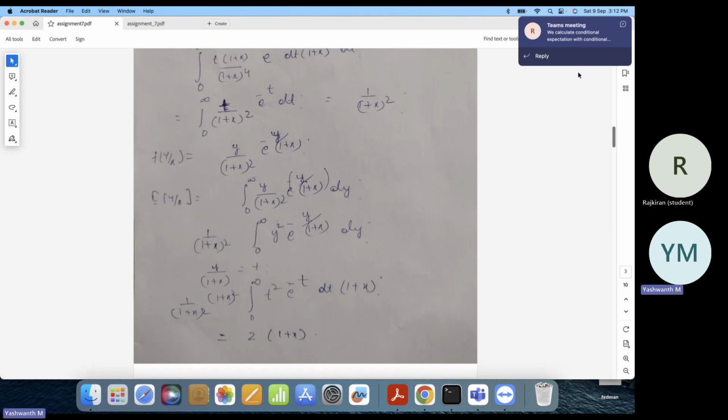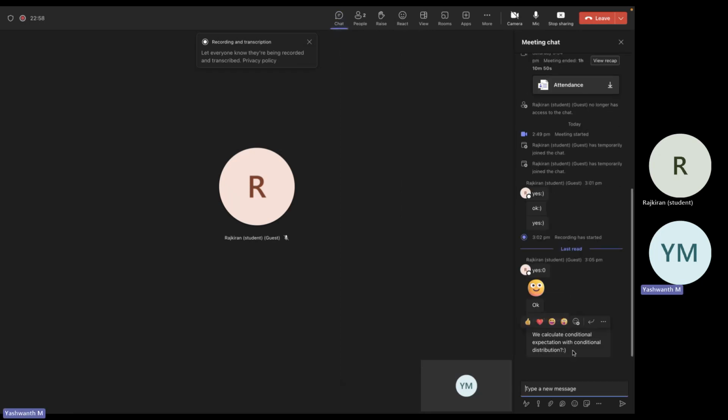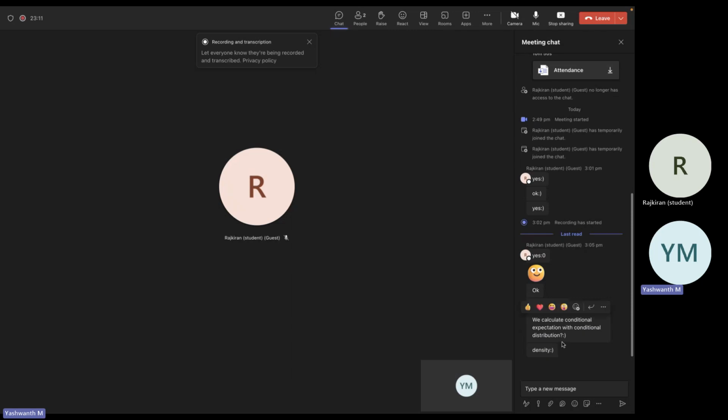By conditional expectation, let's see. Calculate the conditional expectation with conditional density. You can compute expectation with respect to distribution also. So yeah, you can compute this with respect to distribution also.